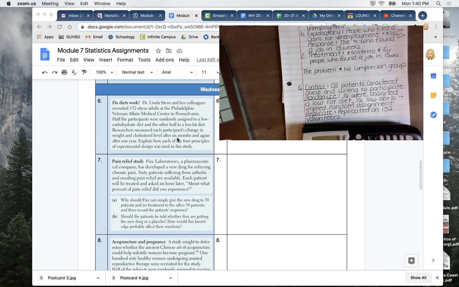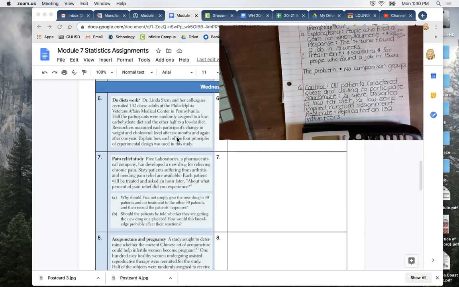Are randomized, we're gonna randomize half of them. So we're gonna randomly assign half of them to a low fat diet and then half to a low carb diet. And there's also just implied randomization in that. When they say half and half, there's implied randomization in this. Replicate, we're gonna replicate on all 132 volunteers.